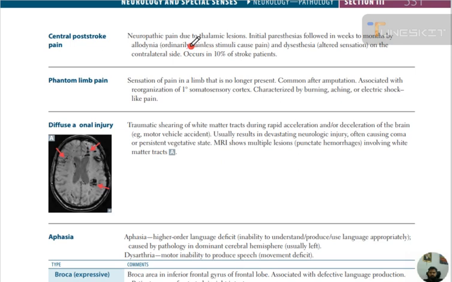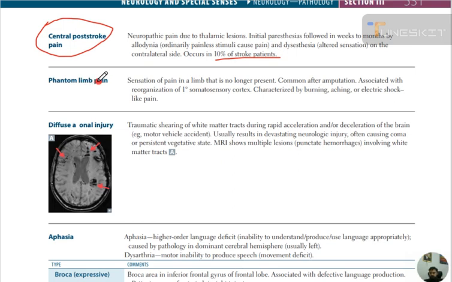For example, we have a stimulus which does not cause pain to a normal person, but if we give this stimulus to a person who is having a stroke and is having this kind of pain, it will cause very severe pain to that patient. And dysesthesia, altered sensation on the contralateral side, occurs in 10% of patients with stroke.